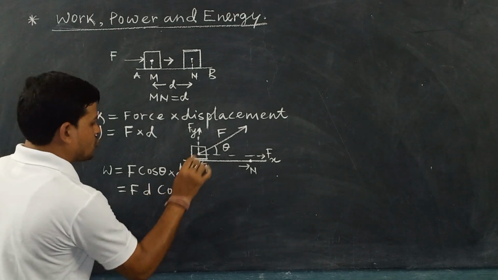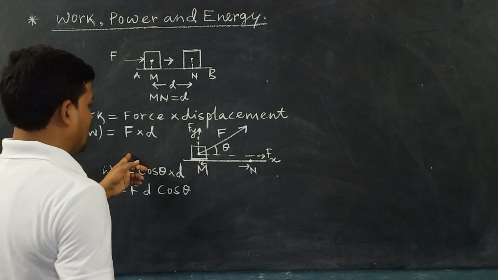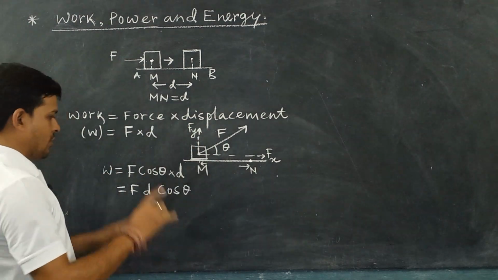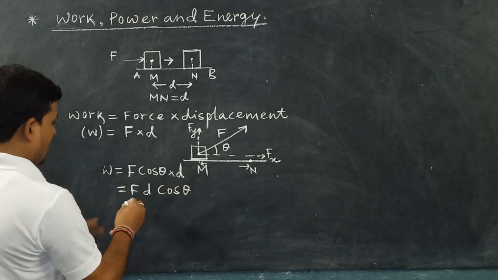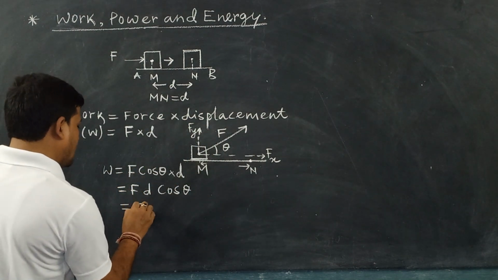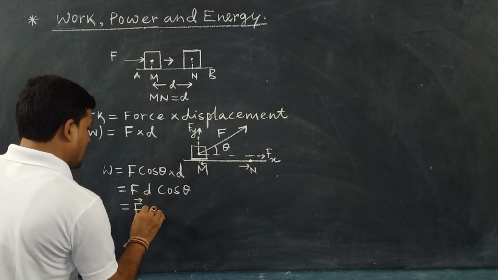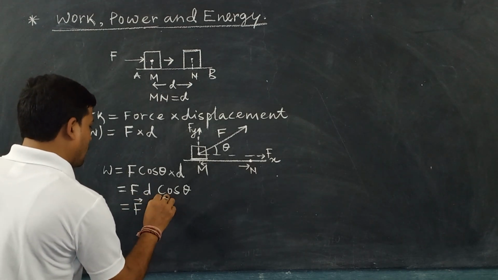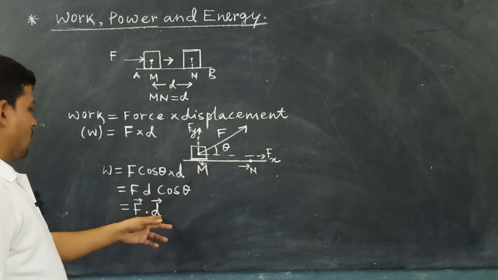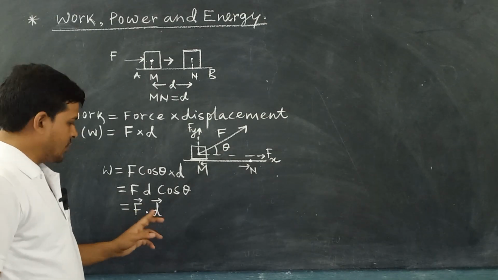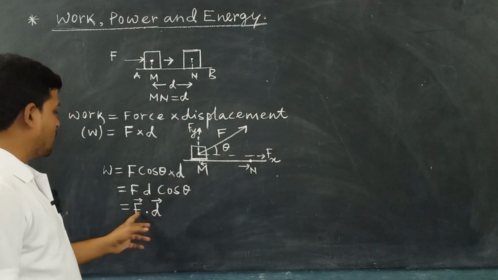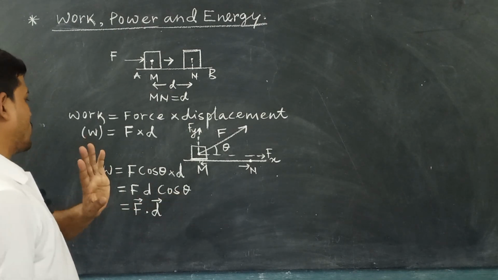When we consider that F is a vector quantity and D is also a vector quantity, mathematically we can write this as the dot product, the scalar product, of the vectors: F dot D equals F D cos theta, where F is the force vector and D is the displacement, another vector.